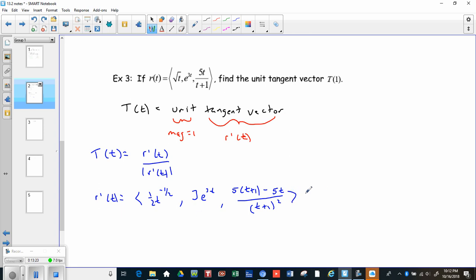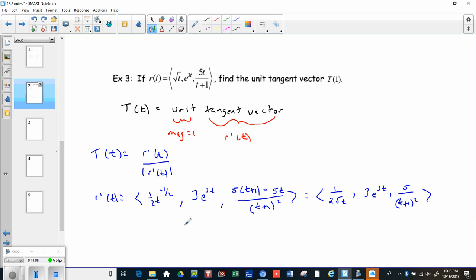All right, so we can clean that up just a little bit. Let's see here. t to the negative 1/2 is a square root that drops to the bottom, so that's 1 over 2 root t. Okay, 3e to the 3t, not much we can do with that. This one here, we're going to get a 5t when we distribute, minus that 5t. That's going to go away. So I'll have a 5 left on top over t plus 1 squared. That's probably the most cleaned up version that we're going to be able to get. Then we need to find the magnitude of this.